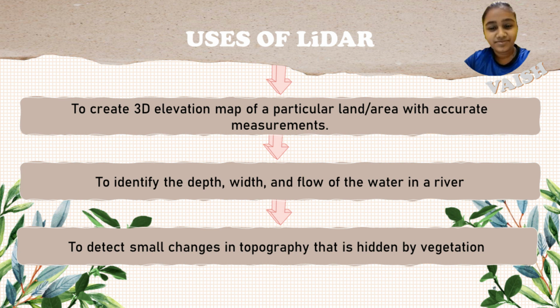For the third one, to detect small changes in topography that are hidden by vegetation. Topography means the land surface. For example, if there is an up and down, it will detect it even though it is hidden by a big tree. That's all for me.